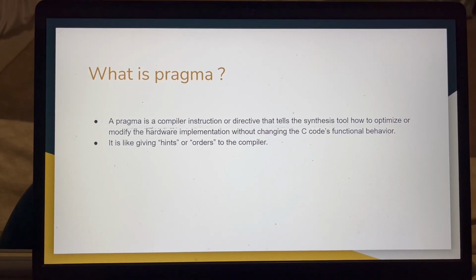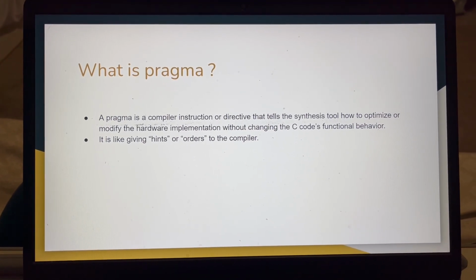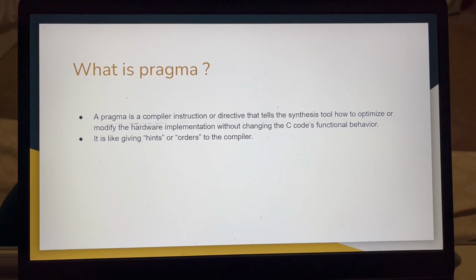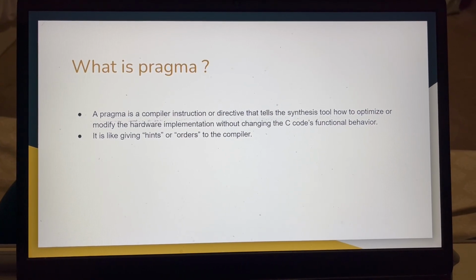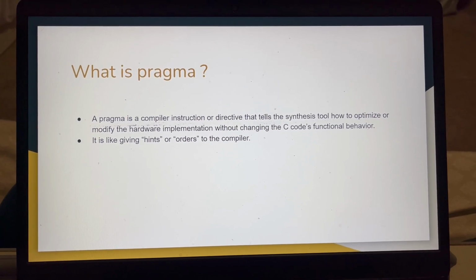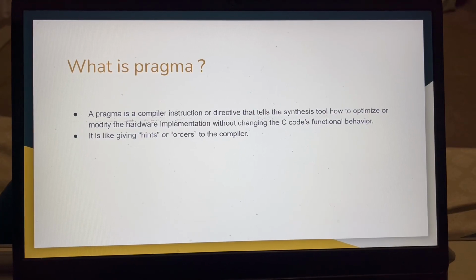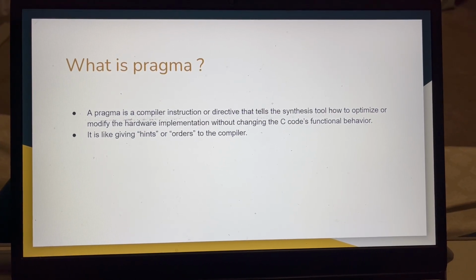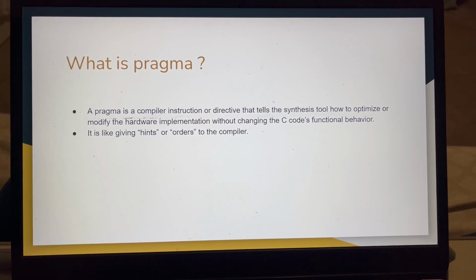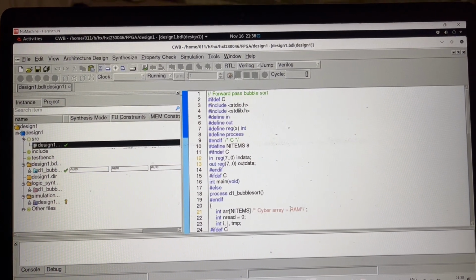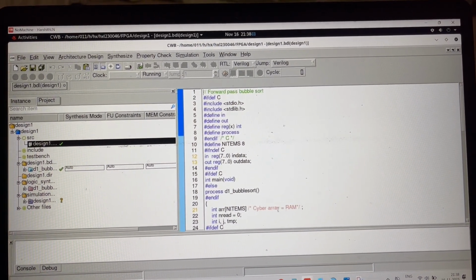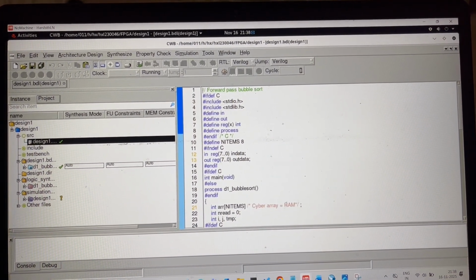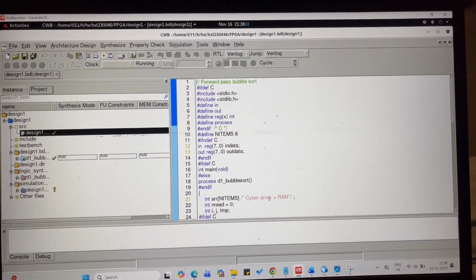What is a pragma? A pragma is a compiler instruction or directive that tells the synthesis tool how to optimize or modify the hardware implementation without changing the C code's functional behavior. It is like giving instructions or orders to the compiler. So in this, I have given the first pragma as a RAM pragma for the array. This is how you have to define the pragma.